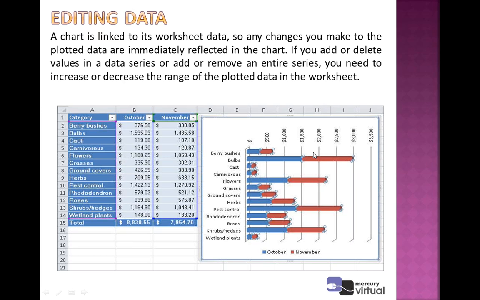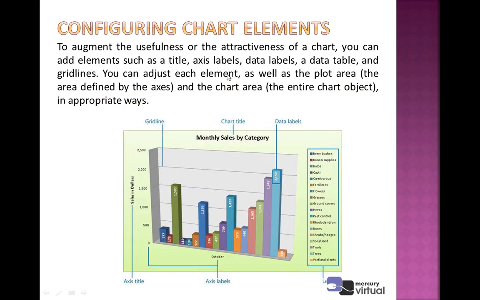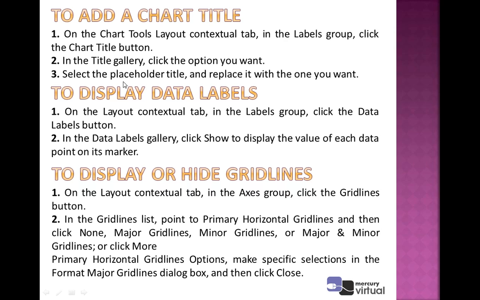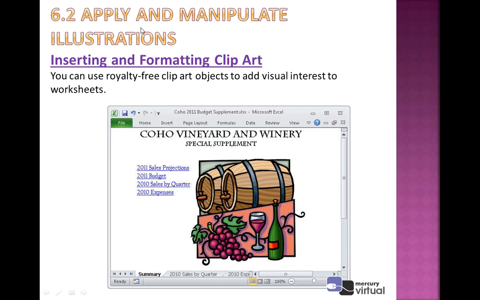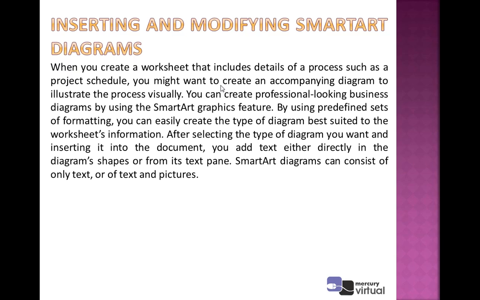Then how to edit the data. Whenever we edit the data, the chart will change automatically. Then how to configure chart elements, how to add the chart title, display data labels. Then 6.2 is how to insert and format or manipulate the clip art. Clip art contains a variety of diagrams and figures that I am using. If I am searching for a flower, multiple options are available. I can insert it.